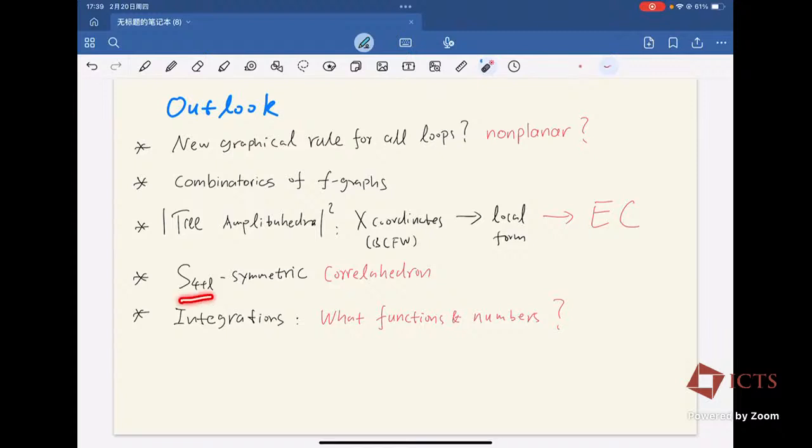And then there's also the question I asked: how to go back to the original correlahedron and in a way compute all these things in a symmetric way. I mean, there's something we still don't know how to do. And finally, there's the question of what all these F graphs evaluate into. I mean, what numbers and functions they evaluate into when you perform loop integrations.